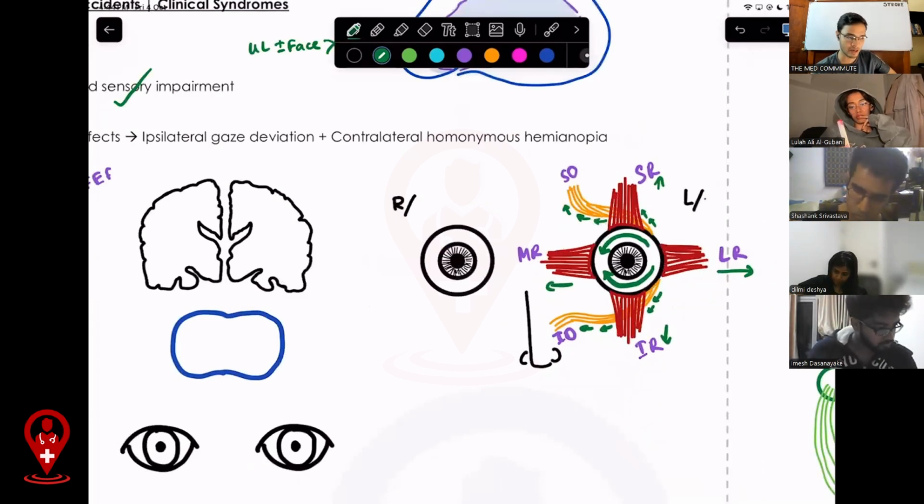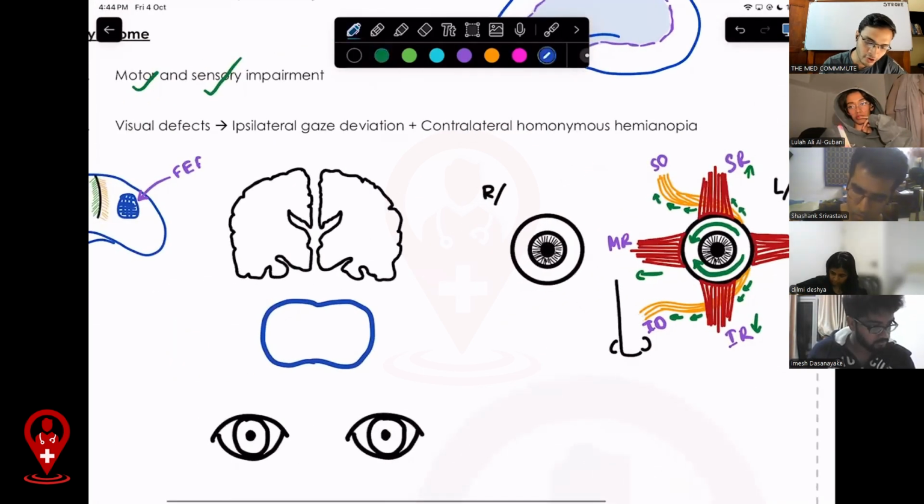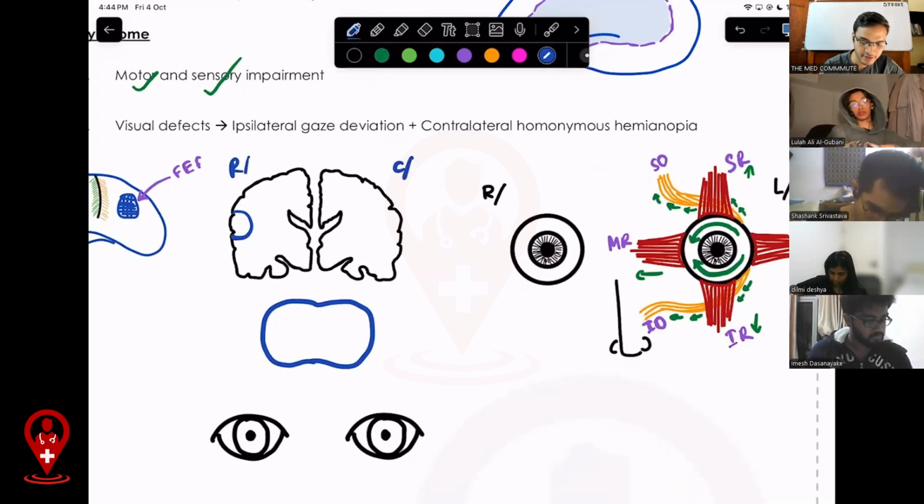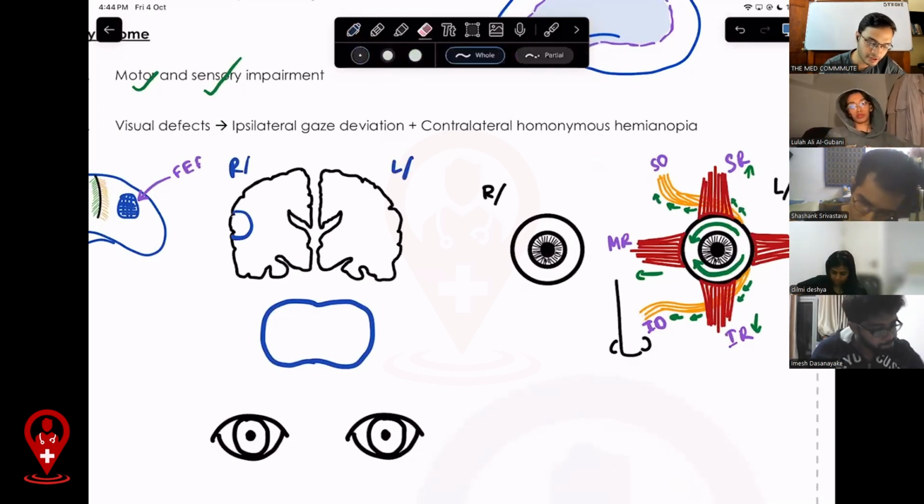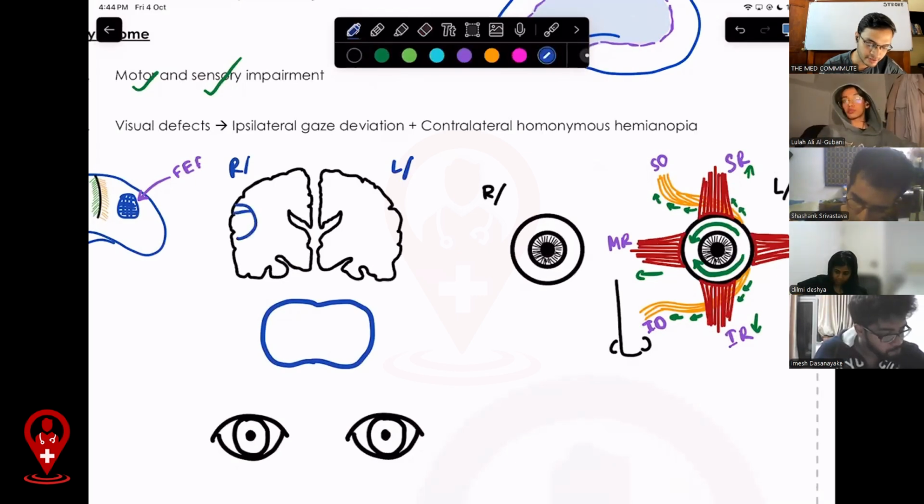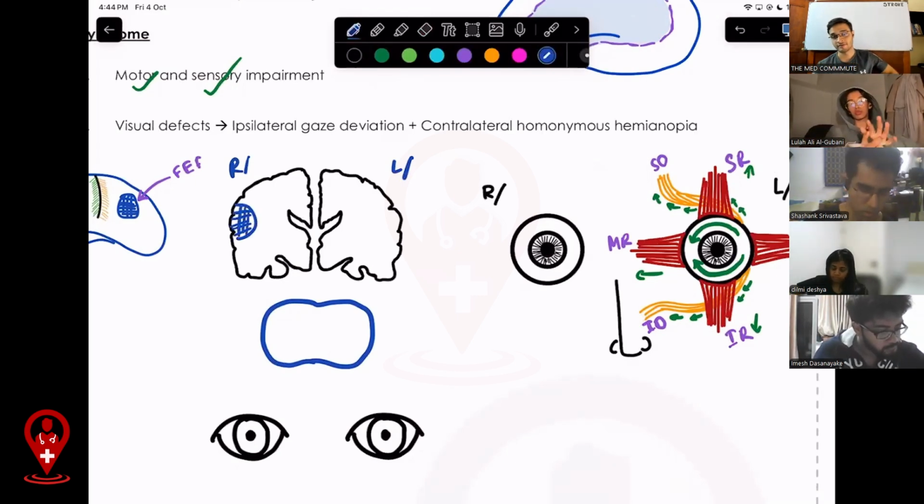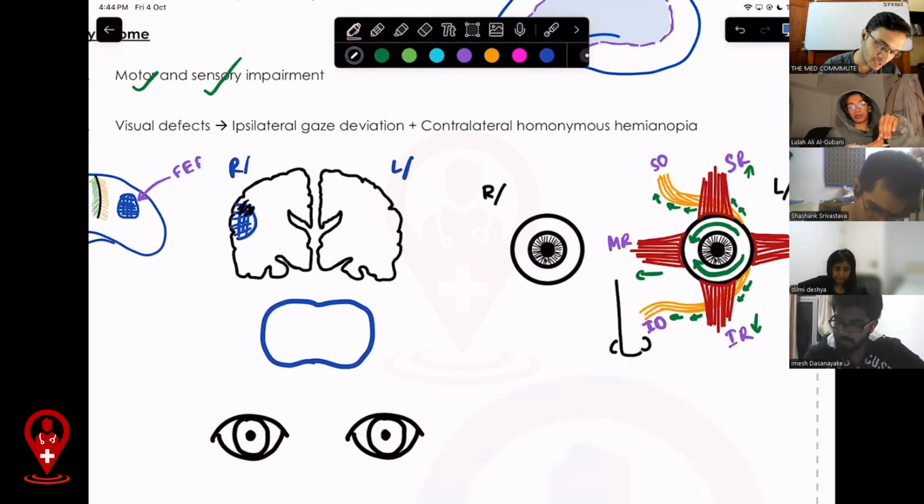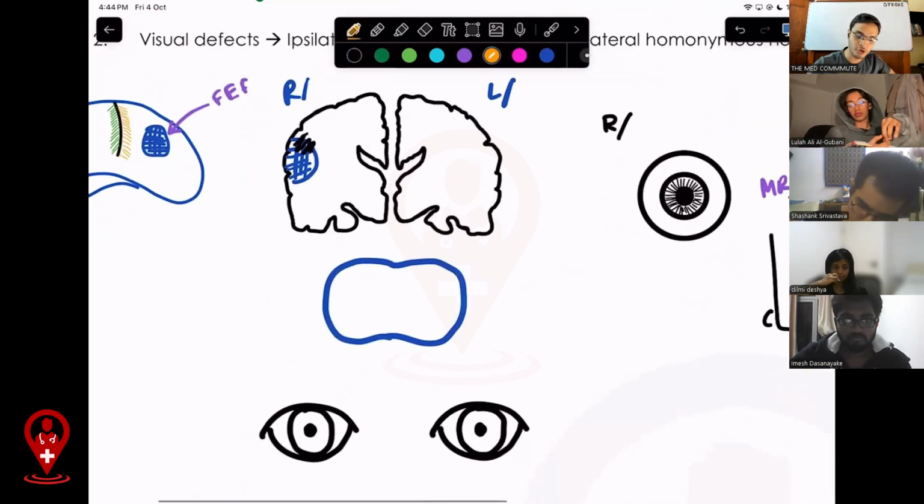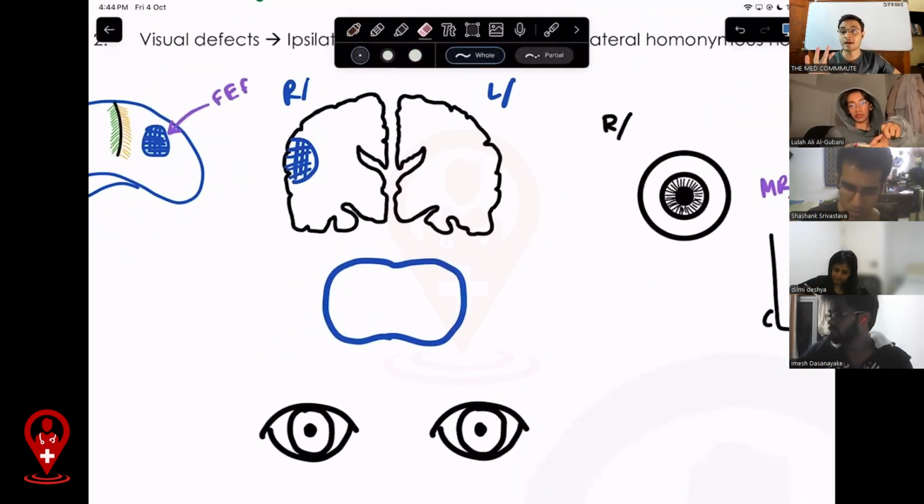Now let's take a look at what is happening. Now I will draw the frontal eye field area. Let's say this is our right cortex, this is our left cortex, and I will draw the frontal eye field area in the right cortex, somewhere here. Now there is a stroke that has happened in this area involving this region. But first, forget the stroke. Let's take a second to see what happens without the stroke, so that you all understand the normal physiology.